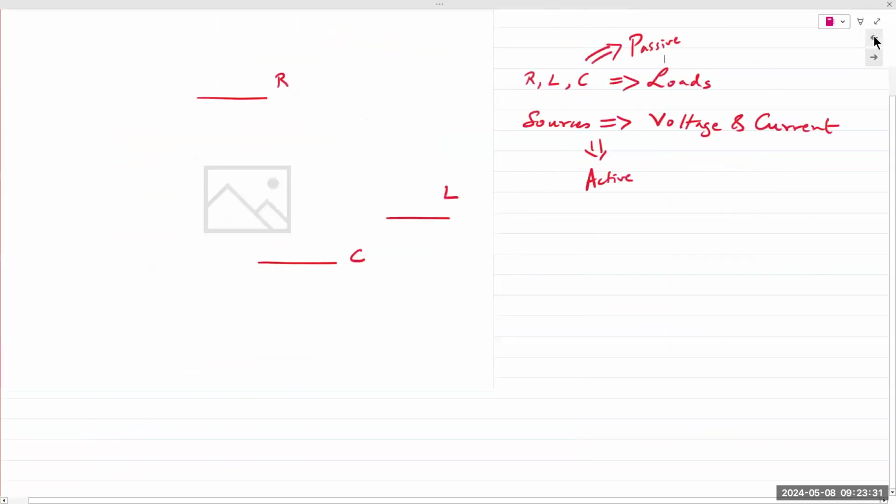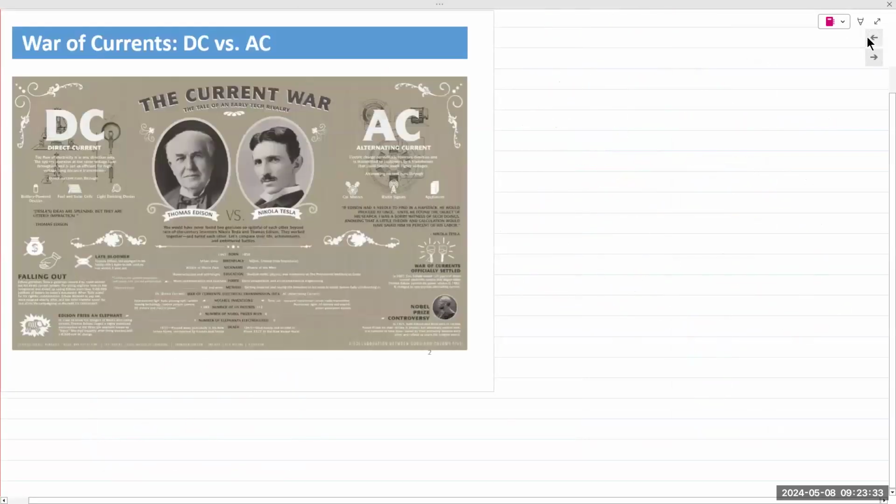Because of the holiday this quarter, I skipped over this slide. Okay, how many of you are aware of this? The current war, or war of currents.